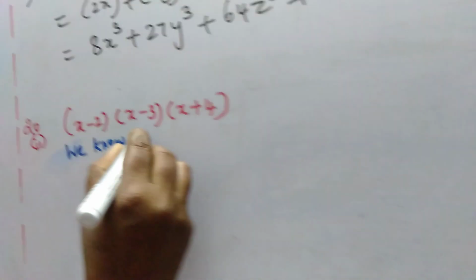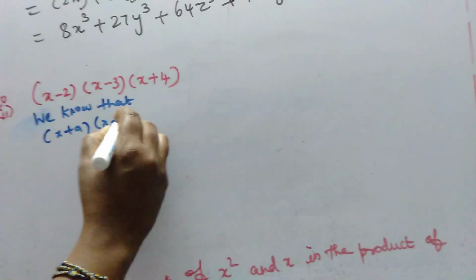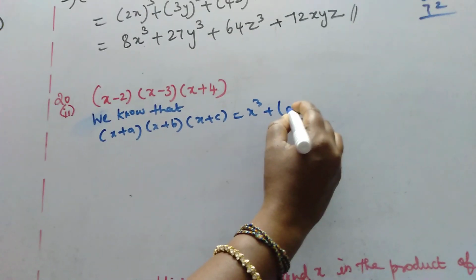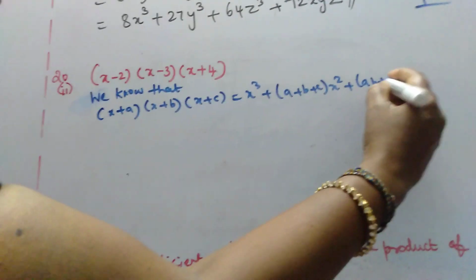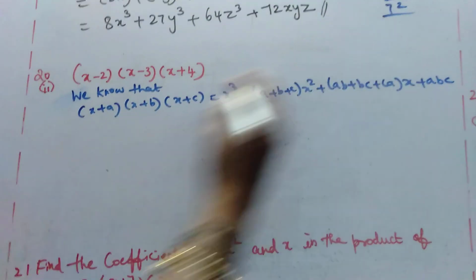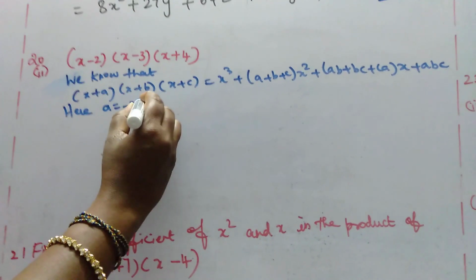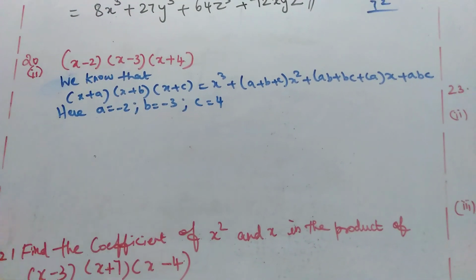We know that (x + a)(x + b)(x + c) equals x³ + (a + b + c)x² + (ab + bc + ca)x + abc, right? Here a equals -2, b equals -3, c equals +4, right?